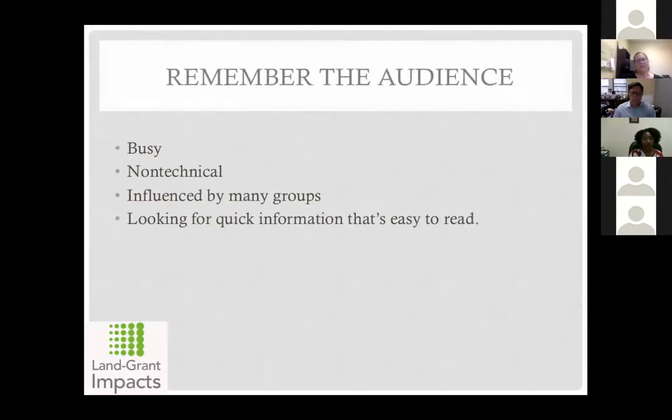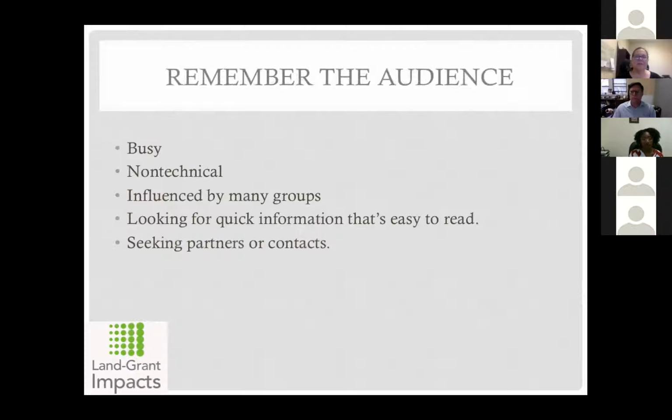So what they're looking for is quick information that's easy to read. And we have to remember that, because a lot of times what we find is people get too bogged down in the details. They want to tell somebody every intimate detail of their research project, and you can't get all of that in an impact statement.